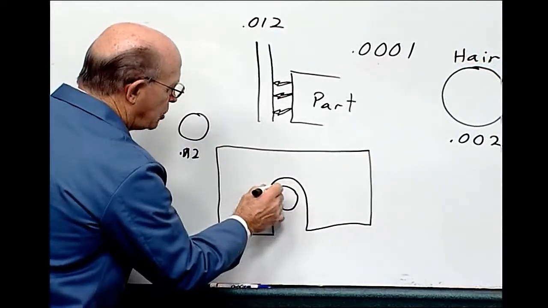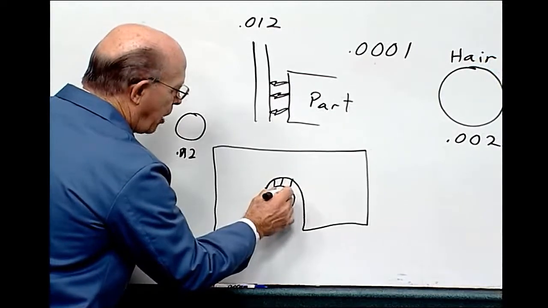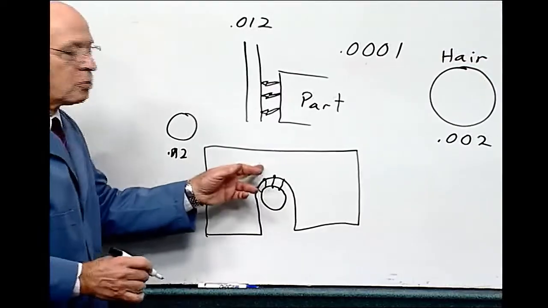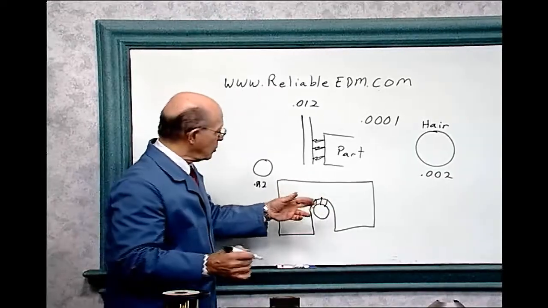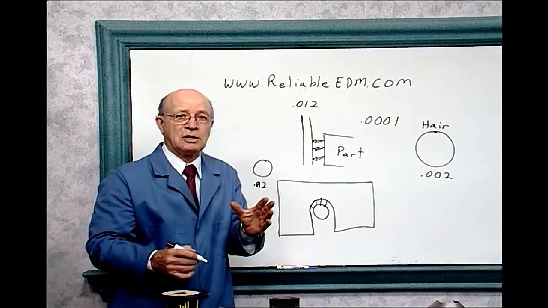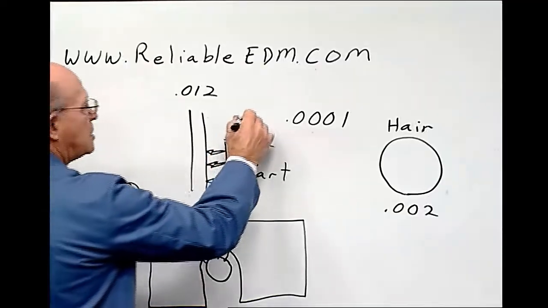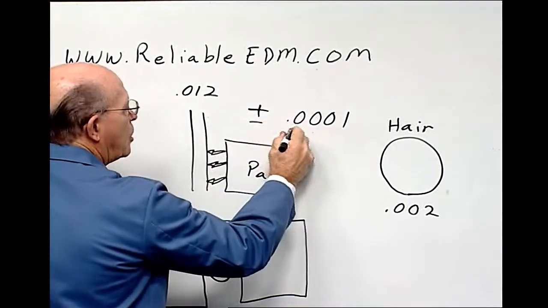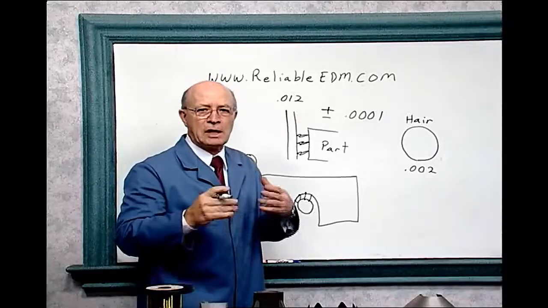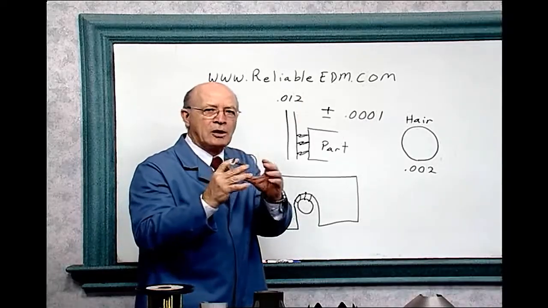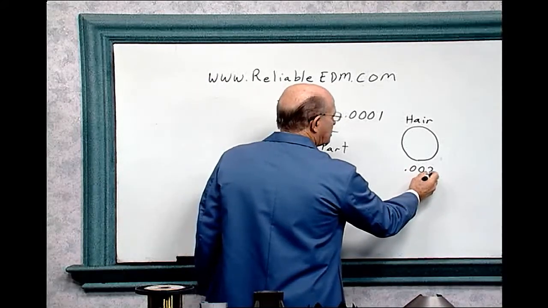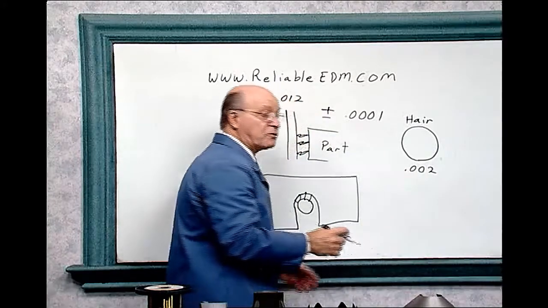And then the spark jumps across here and melts part of the wire and part of the workpiece. Now this wire, if it touches the workpiece, is a short circuit. So there's a servo mechanism that maintains that gap. And we can cut to accuracies of plus or minus 0.0001. And to give an idea how close that is, let's look at a human hair. Human hair is approximately 0.002 thick.